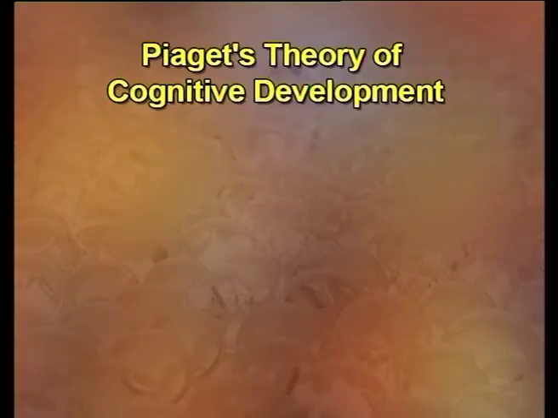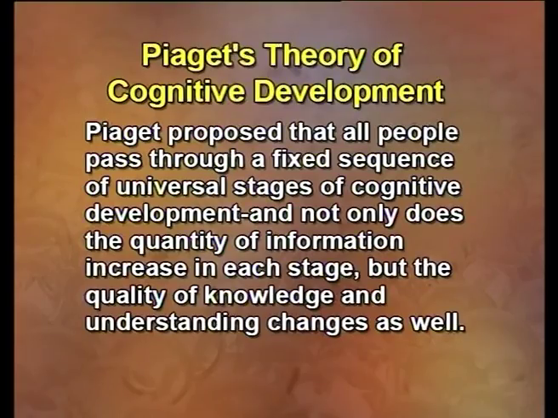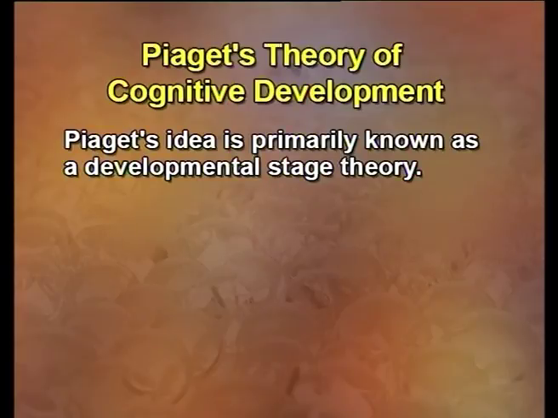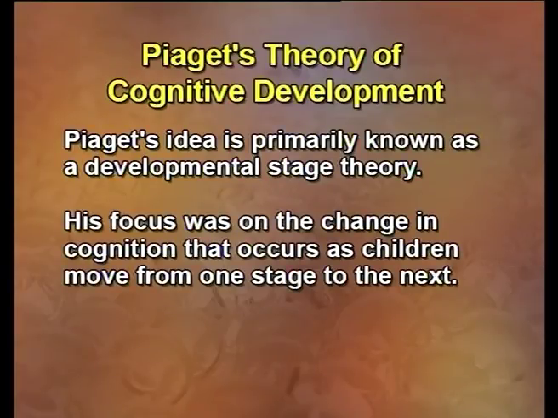Under cognitive approaches, we will talk about Piaget's theory of cognitive development. Piaget once again is a well-known name which I am sure you might have heard of when it refers to child development. He proposed that all people pass through a fixed sequence of universal stages of cognitive development. And not only does the quantity of information increase in each stage that a person passes through, but also the quality of knowledge and understanding changes as well. Piaget's idea is primarily known as developmental stage theory. His focus was on the change in cognition that occurs in children as they move from one stage to the other. And remember, they go through a progression of stages, one after the other.